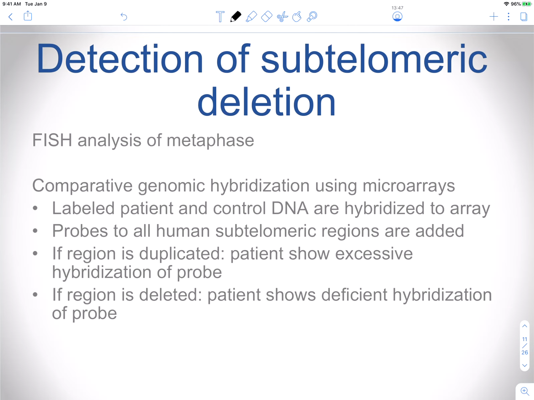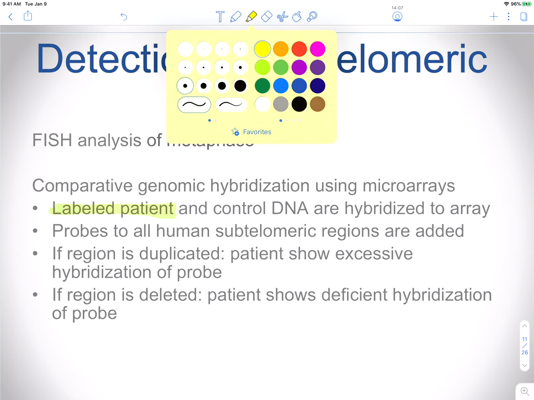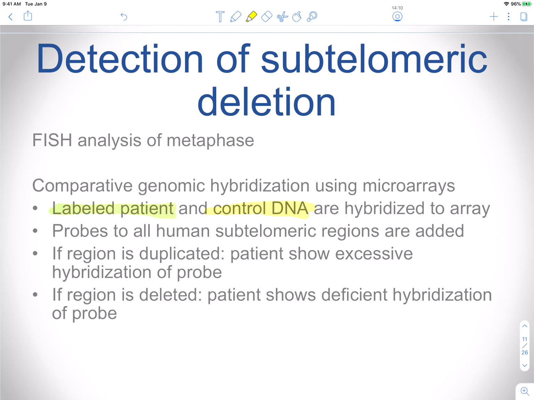So for identification of the subtelomeric deletion, you can use the FISH analysis. And again, FISH analysis can allow you to see smaller deletions. And basically, just as we talked about before, you're going to label your patient DNA with one color, and then you're going to label your control DNA with another color, and you're going to allow them to hybridize. And then you probe your subtelomeric regions, and then the probes will bind to the DNA or the chromosomes and will sort of light up. And then you can see whether or not the patient has hybridization of the probes.